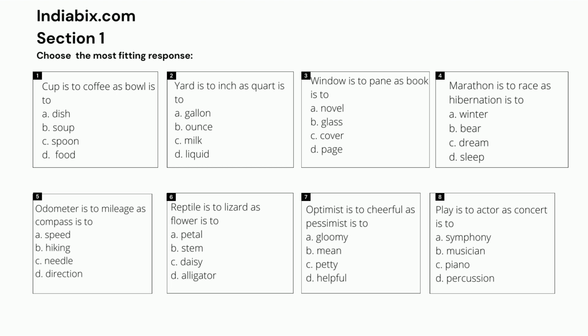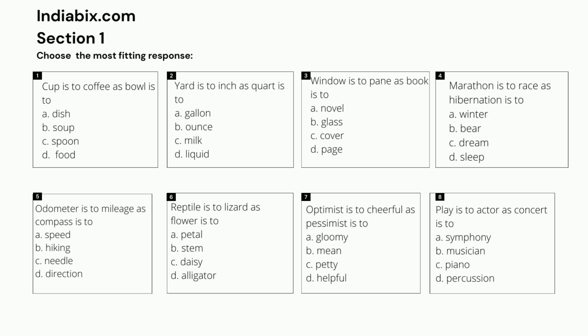A window is made up of panes, and a book is made up of pages. It would not be choice A because a novel is a type of book. Got it? Okay. So can we go on now? Are you with me? I hope you're all with me because I'm still here with you.